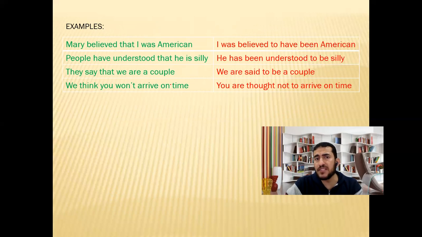We think you won't arrive on time. We think you. So this is the object, the second subject, you. So we begin with you are, because we use it in present simple, are thought. Because it is in the negative form, not. You are thought not to arrive on time. Okay, so these are the personal and impersonal passive forms. Is it clear? Also we don't use the agents here.